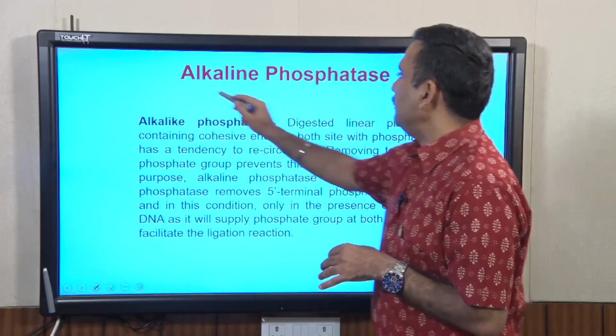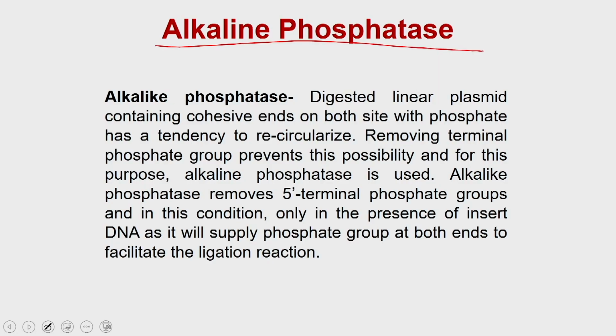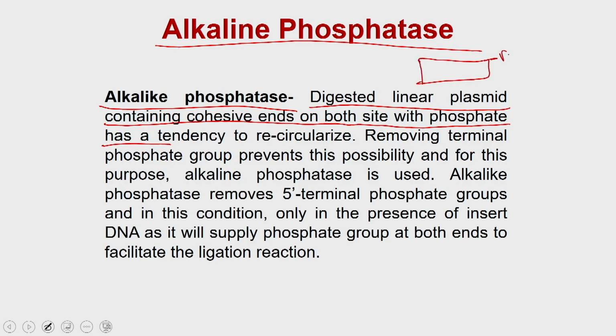And then the third enzyme is the alkaline phosphatase. So, alkaline phosphatase has a very specific purpose. What happens is that when you are digesting a linear plasmid containing the cohesive ends on both sides, you have the phosphate on both sides. If you have the phosphate on both sides, this phosphate and this phosphate will come together and will recircularize and will not let the insert come in.